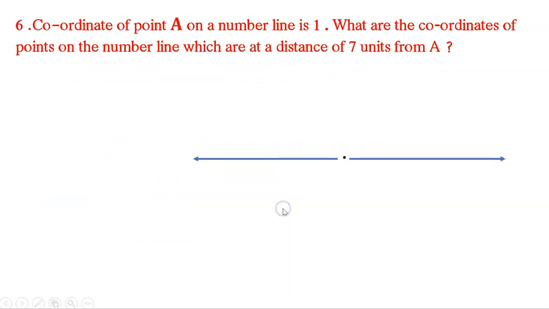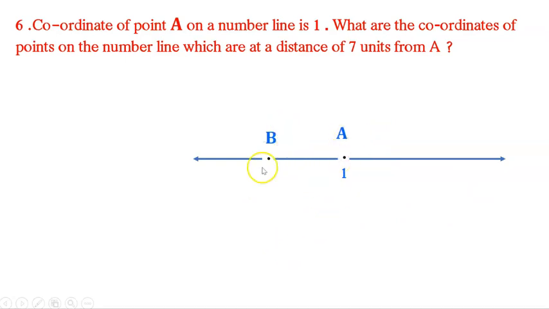Next, coordinate of point A on a number line is 1. What are the coordinates of points on the number line which are at a distance of 7 from A? Okay, यासारखाच प्रॉब्लेम आपण यापूर्वी बघितलेला आहे. नाव सी दिस दी नंबर लाईन. Okay, here is the point A whose coordinate is 1. Now we'll find out the 2 points which are to the left and right hand side of the point A.